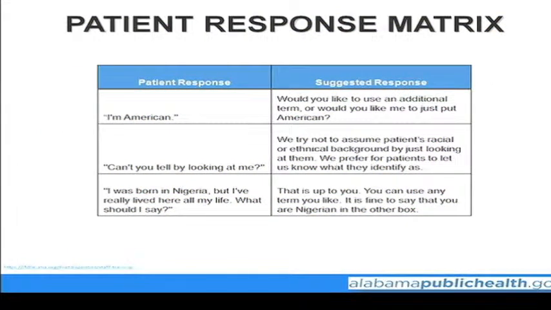This slide shows the patient response matrix. This is a great tool for training staff on how to answer patients' responses when it comes to collecting race and ethnicity. For example, if a patient says, "Can't you tell my race by looking at me?" an appropriate response would be, "We try not to assume a patient's racial or ethnic background based upon looking at them. We prefer our patients to let us know what they want to identify as."